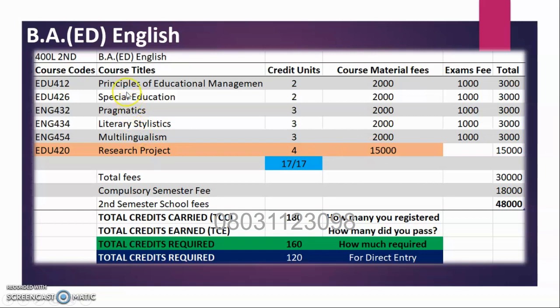You have very few courses here. There's about 6 of them. You're expected to register and pass them. So even though you have registered up to 180 credit units, you are expected to pass just 160 and you are a graduate. It's like 160 and that's enough. If you're a direct entry student, then 120 will do the magic. 120 is enough.